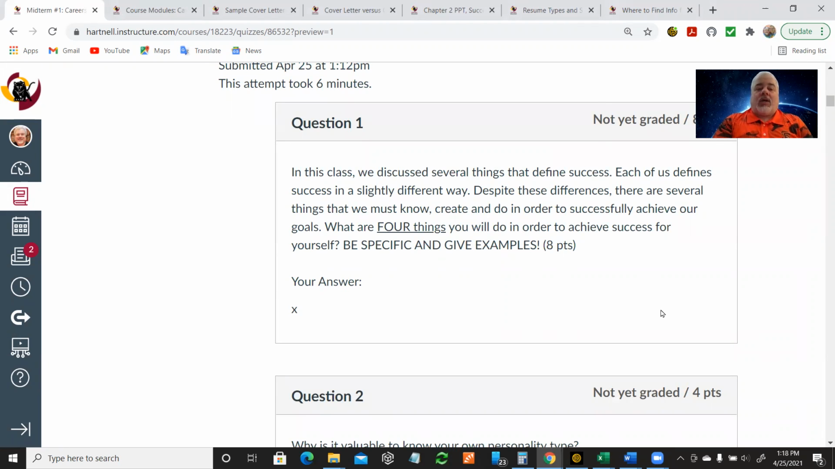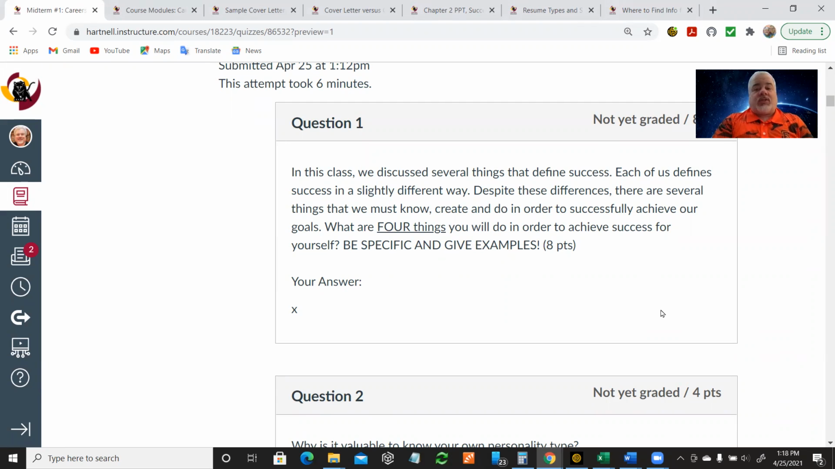In this class, we discussed several things that define success. Each of us defines success in a slightly different way. Despite these differences, there are several things that we must know, create, and do in order to successfully achieve our goals. What are four things you would do in order to achieve success for yourself? Be specific and give examples.